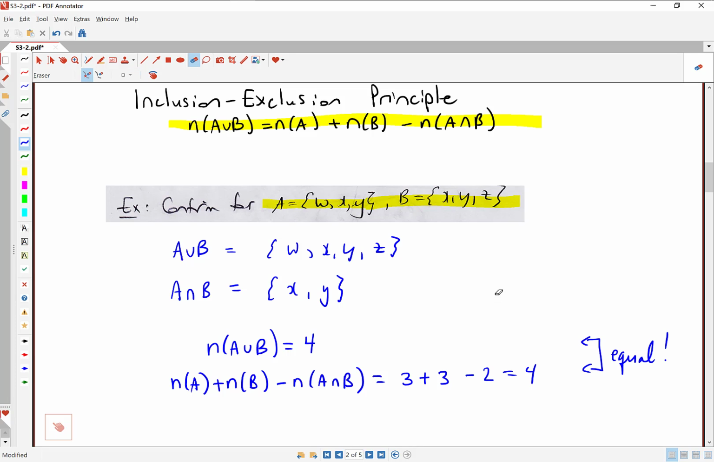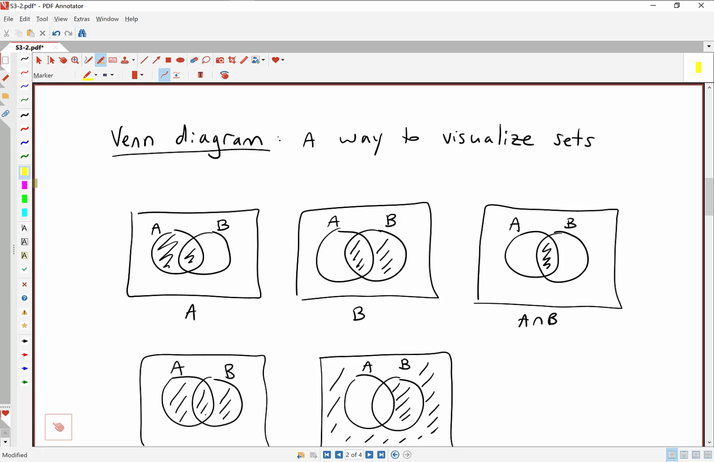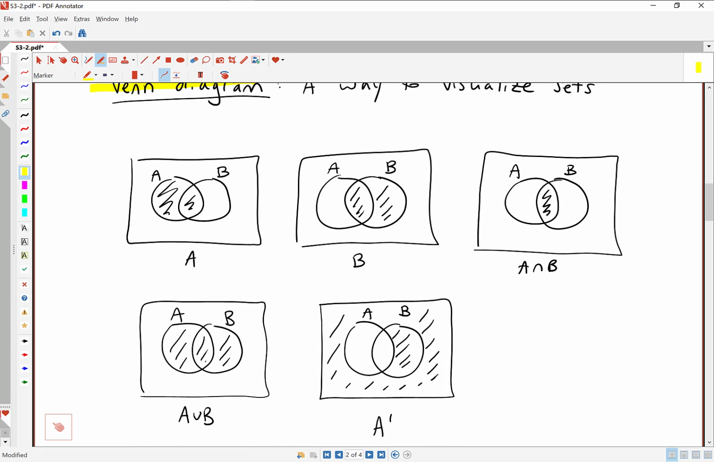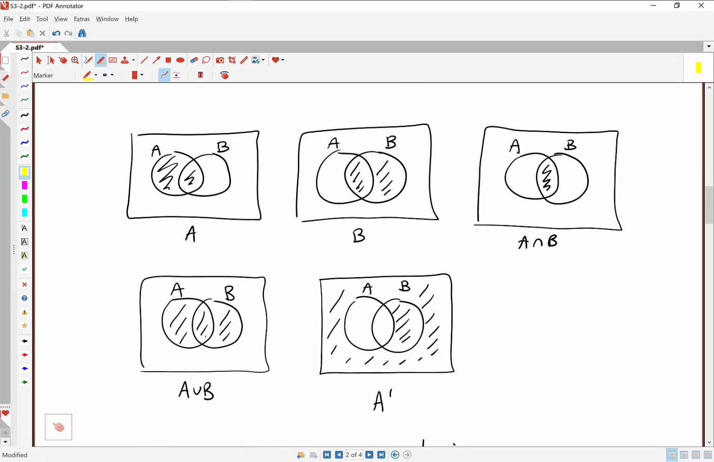So now let's talk about a better way to visualize this so that we can understand on a deeper level why the inclusion-exclusion principle is true. We're going to use a tool called a Venn diagram to visualize some sets. So let's look at a few examples here. Let's imagine a situation where we have 2 sets that we care about, A and B. We're going to represent each of the sets as a circle.